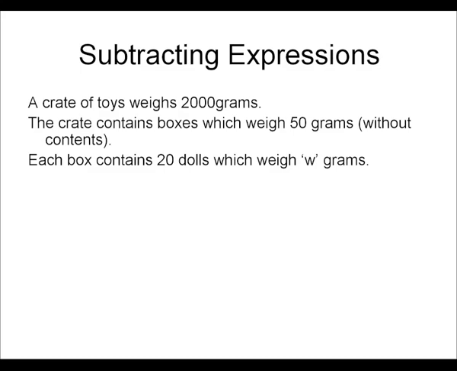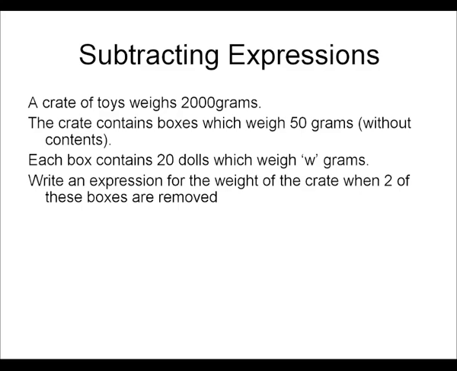Let's have a look. We have an expression for the weight of a doll, which is W, so 20 dolls is 20W. Write an expression for the weight of the crate when two of these boxes are removed. Okay, that's our question. So we need to have an expression for how much the weight of a box is. We need to have an expression for what the weight of two boxes is then, and then we need to subtract that. So each box weighs the 50 grams plus 20W for the dolls.